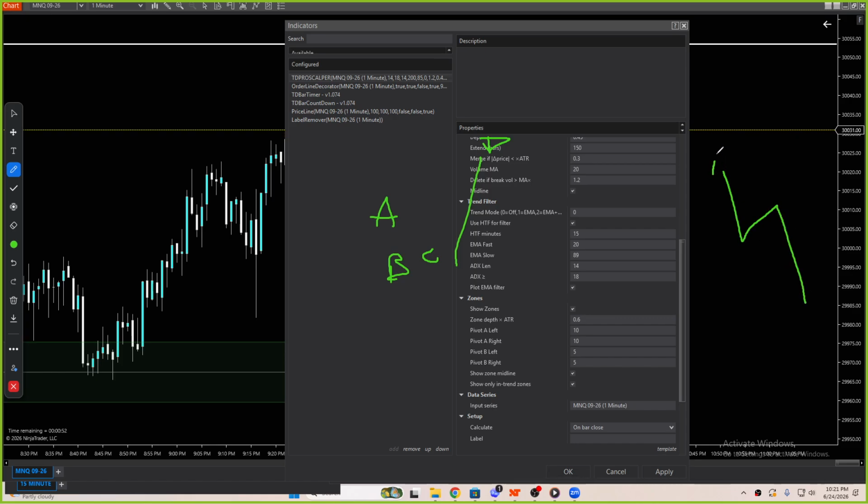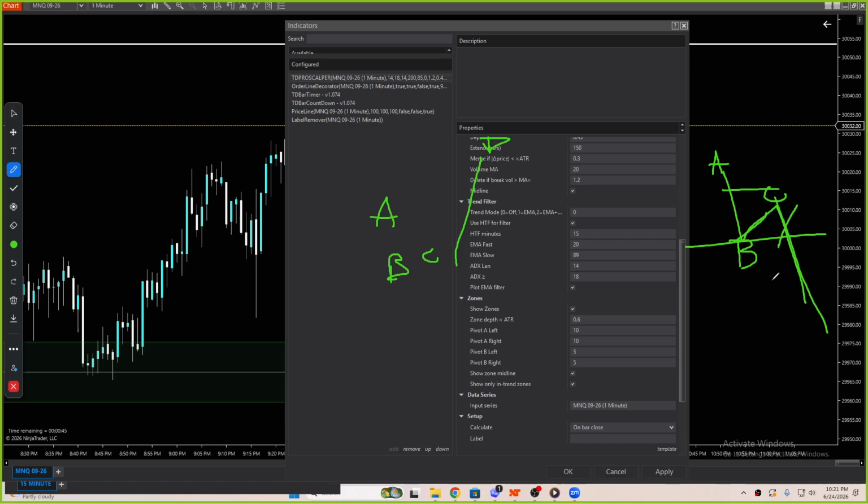We trade this pattern. So if I get an A and I get a B, we're looking for this to pull back and retest A to go short. You get a break of B. This is a BOS, break of structure.